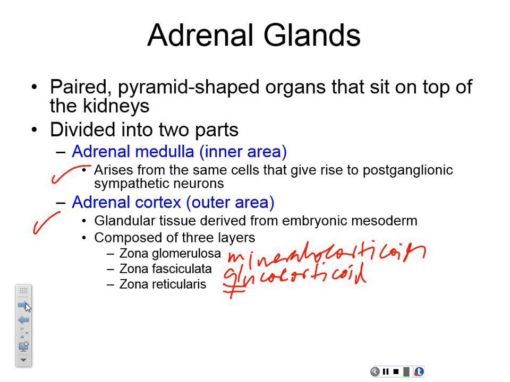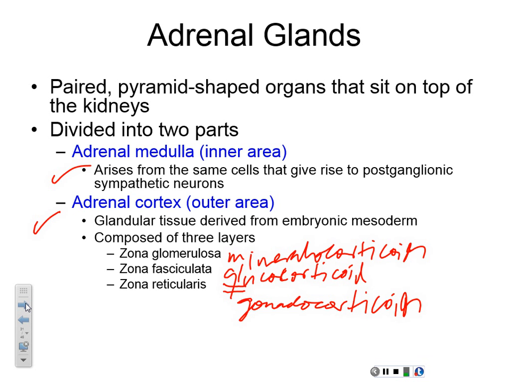The glomerulosa doesn't do the glucocorticoids. It actually does the mineralocorticoids. And the zona reticularis does the gonadocorticoids. All right? Gonado means the gonads, reproductive system. So this produces androgens, which can be turned into testosterone and estrogen. Okay? So that's why they're called gonadocorticoids.